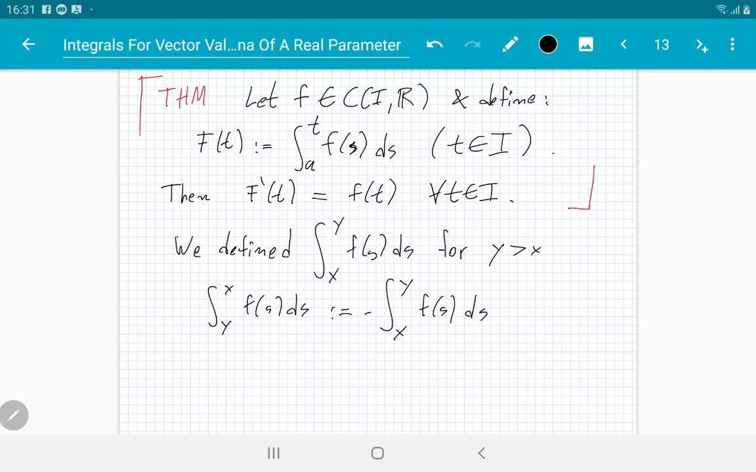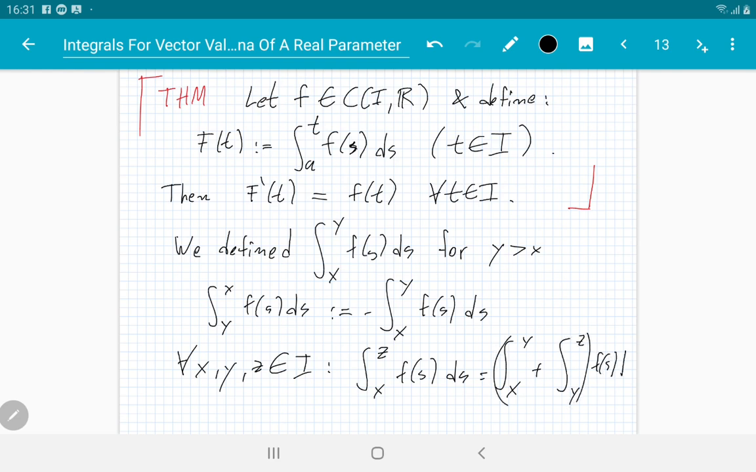Just reverse the thing. And then we have this rule, the additivity rule: for any 3 points in the interval I have that the integral from x to z of f of s ds equals the integral from x to y plus the integral from y to z of f of s ds. So I can decompose the integral into two parts, right? That's using one of those propositions that I left as an exercise. Again, I wrote here C of Y R, it should be C of Y W, right? Everything I'm doing is about vector valued functions, otherwise there's nothing to be proven.